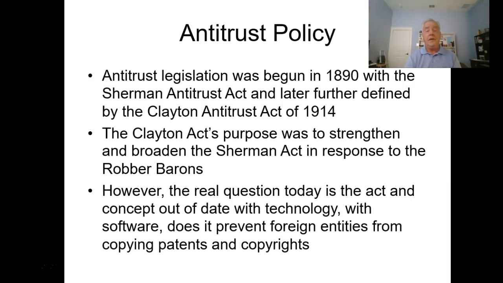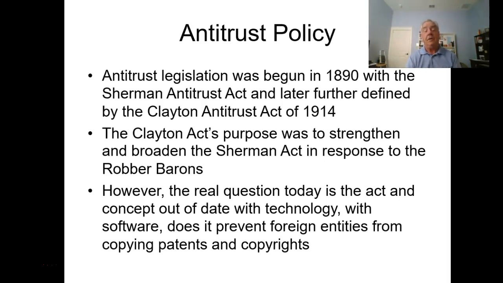Now, the real question today is, technology is changing a lot of things in the way things work. And is the act really geared up towards handling what's occurred technologically in the last 15, 20 years? Software-wise, does it prevent foreign entities from copying patents and copyrights? It really doesn't. And this whole area of antitrust policy has to be looked at by the federal government in light of the growth of the internet.